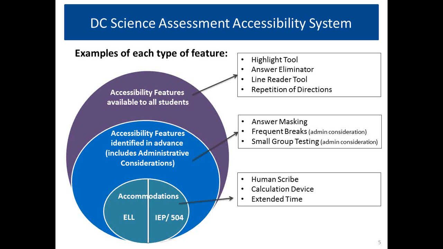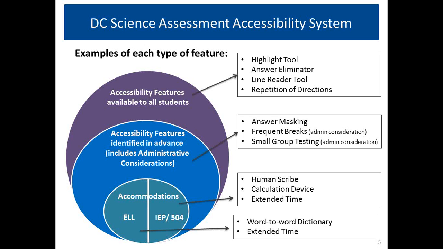And some examples of accommodations for a student with an IEP or 504 plan might be the human scribe, a calculator, or extended time. Again, these are just examples. This is not the full and comprehensive list. An example of an accommodation for an ELL student would be a word-to-word dictionary or extended time.